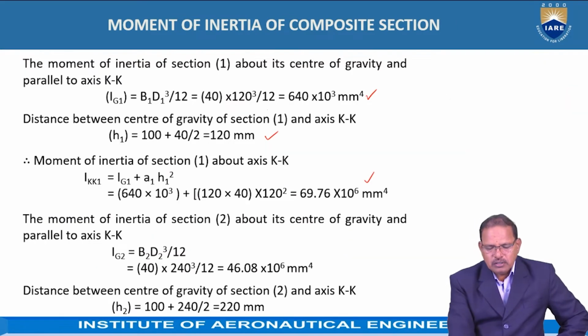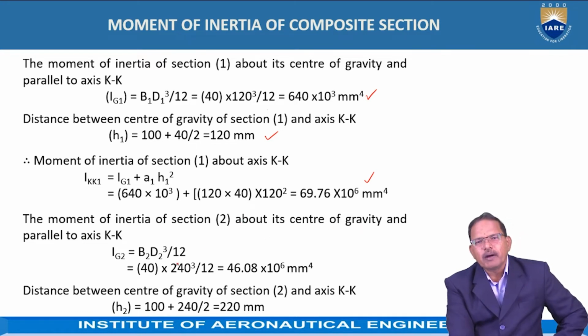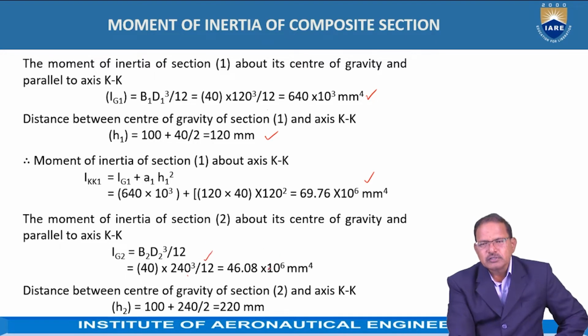So from this equation we got now, moment of inertia of the section 2 about the central gravity axis, which is parallel to the KK, is given by b2 d2 cube divided by 12, which is equal to 40 into 240 cube by 12, which is equal to 46.08 into 10 to the power of 6 mm to the power of 4. The distance between the central gravity of section 2 and the axis KK is equal to H2 is equal to 100 plus 240 by 2, which is equal to 220 mm now.